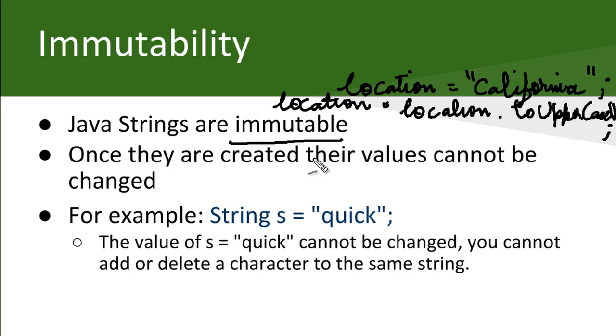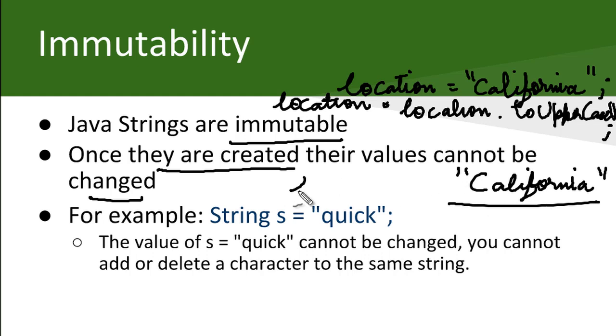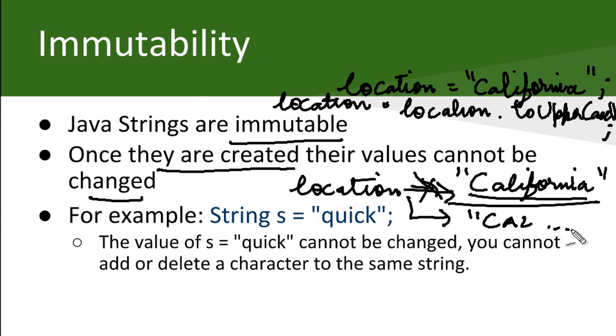This is because Java strings are immutable. Once they are created, their values cannot be changed. So if I have location equal to California, this object cannot be changed. The location variable which is pointing to it can stop pointing to it and point to something else, but this string which has been created will not be changed. So in this example, location is pointing to California initially, but when you do location dot toUpperCase, a new string is created with the uppercase characters, and then location stops pointing to the previous string and points to the new string. So this explains the concept of immutability: Java strings are immutable, and once they are created, their values cannot be changed.